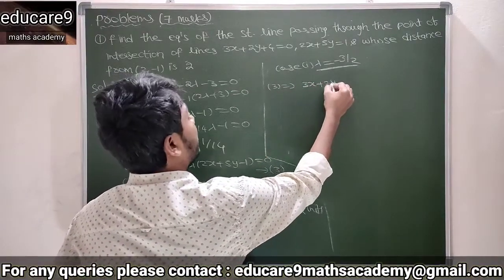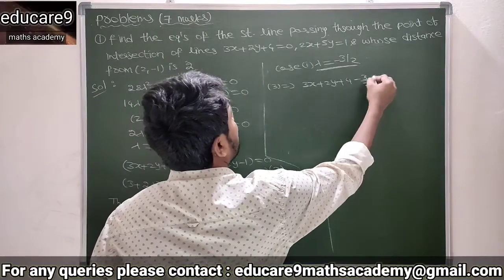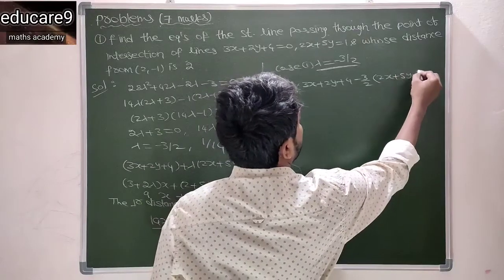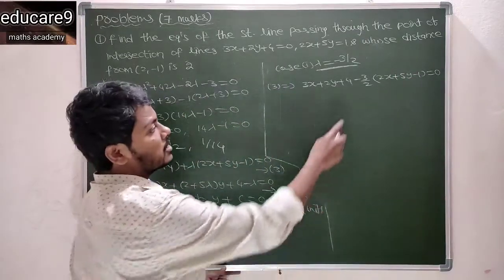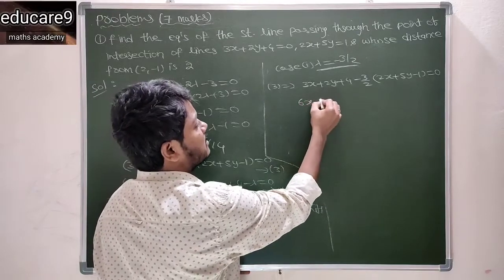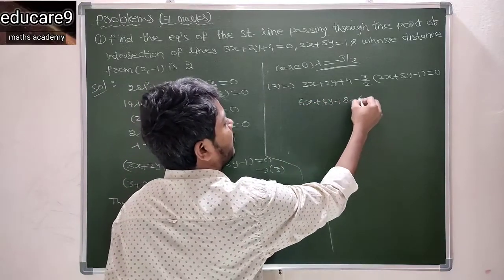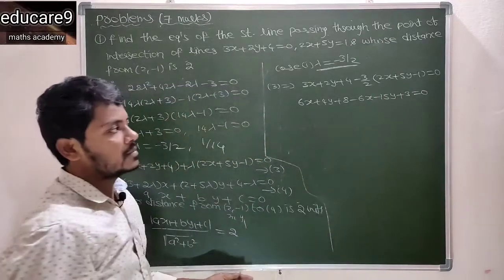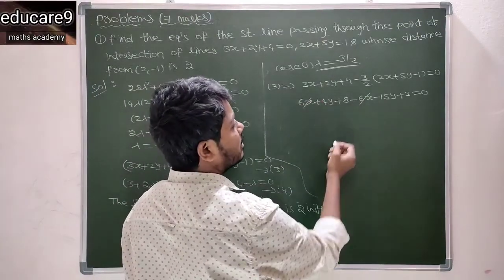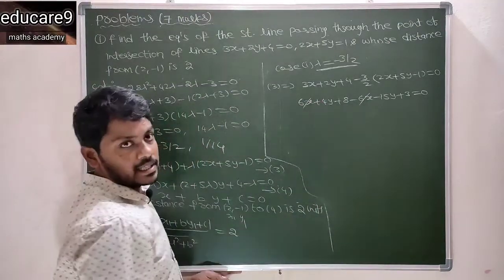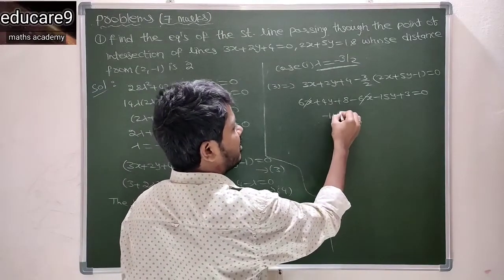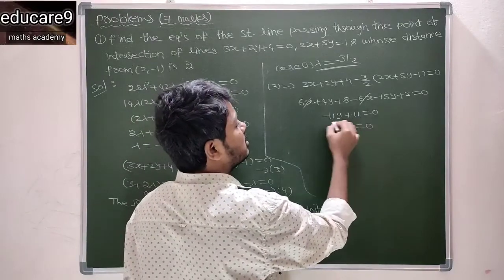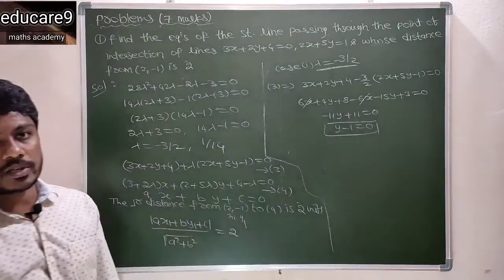3x plus 2y plus 4 minus 3 by 2 into 2x plus 5y minus 1 is equal to 0. So cross multiplication, what you get? 6x plus 4y plus 8 minus 6x minus 15y plus 3 is equal to 0. So 6x gets cancelled. Now 4y minus 15y, that is minus 11y plus 11 is equal to 0. So this is y minus 1 equals 0. So this is one of the equations.